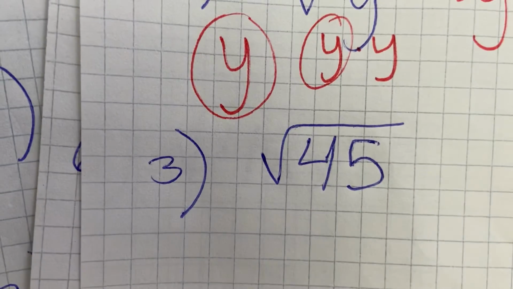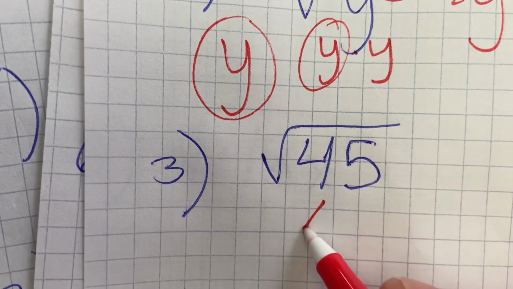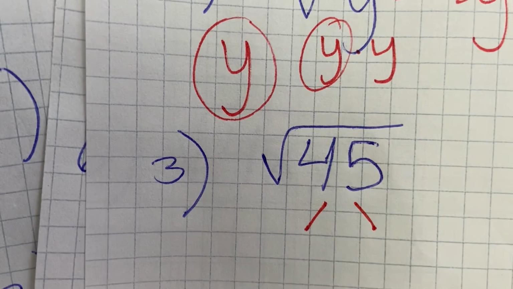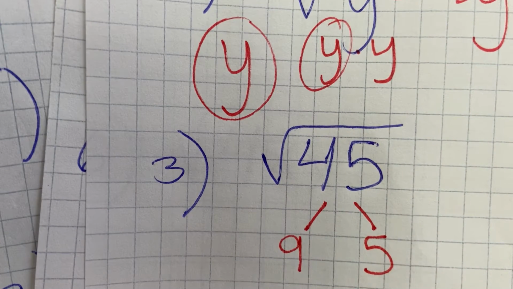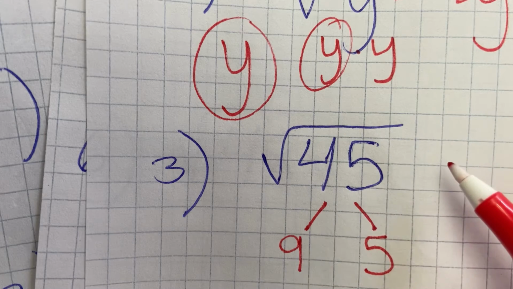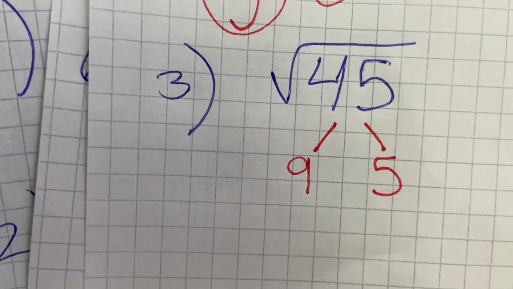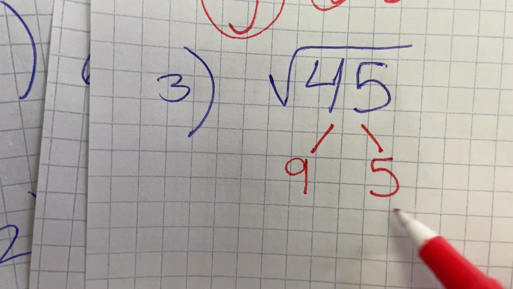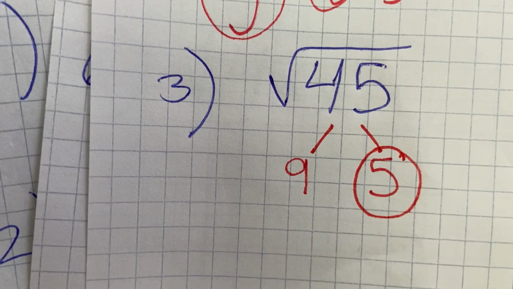Okay, we're going to move on to a harder one. How about 45? This doesn't go in evenly, so I'm going to have to factor it out. There's more than one way. I know that 9 times 5 is 45. 15 times 3 is also 45. You can use that and you'll end up with the same answer. So 9 times 5 is 45. The 5, only 1 times 5 is 5 because it's prime, so I'm going to circle it.